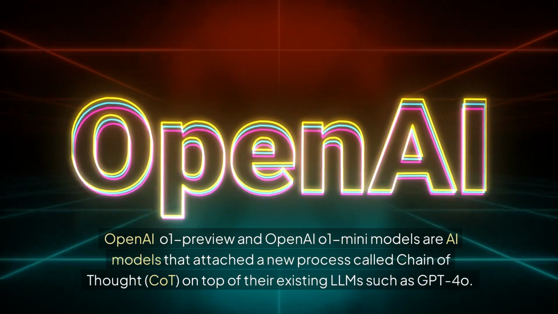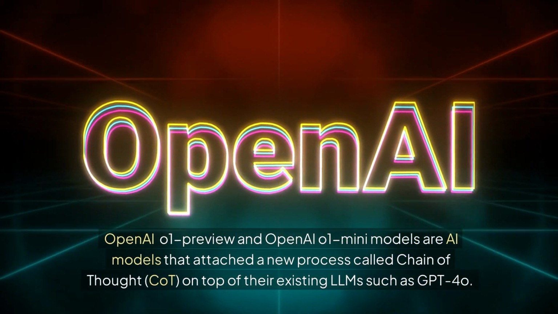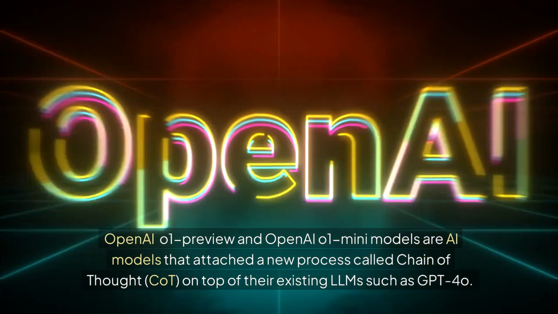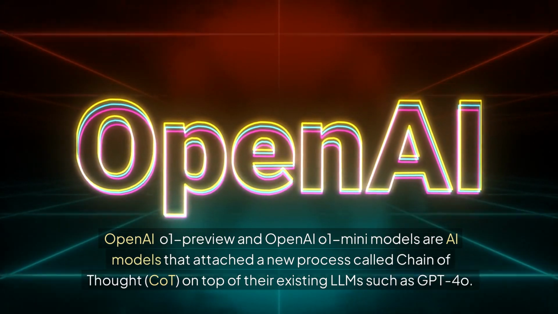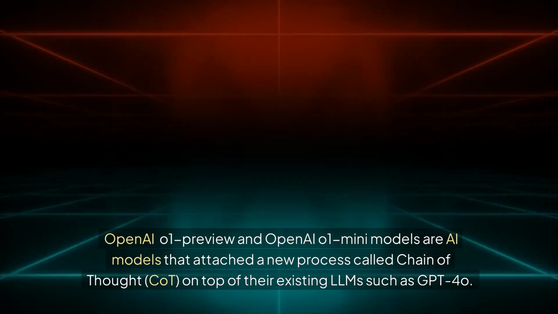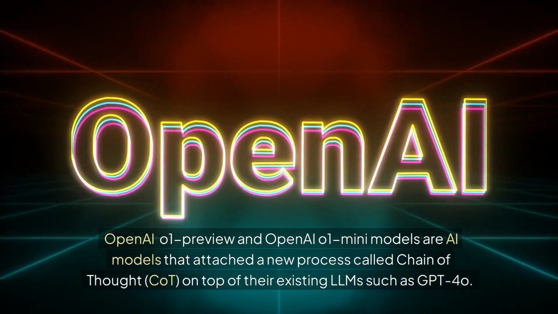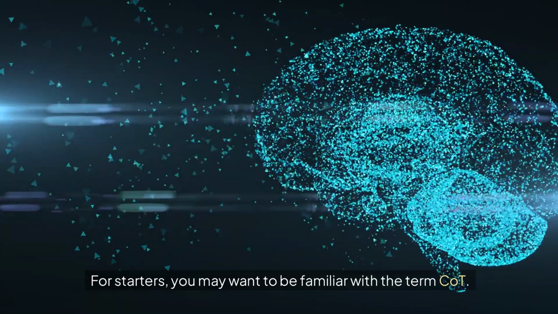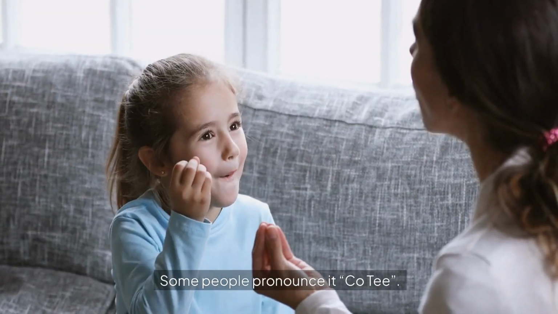OpenAI O1 Preview and OpenAI O1 Mini models are AI models that attached a new process called Chain of Thought (CoT) on top of their existing LLMs such as GPT-4o. For starters, you may want to be familiar with the term CoT. Some people pronounce it "cot."